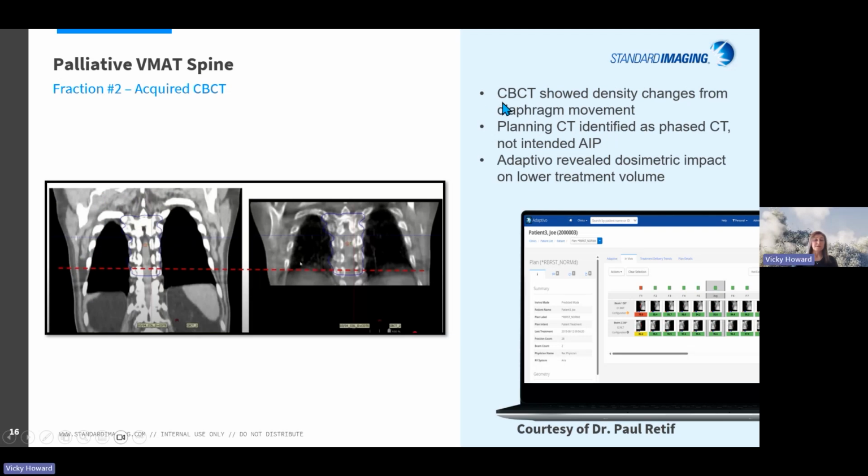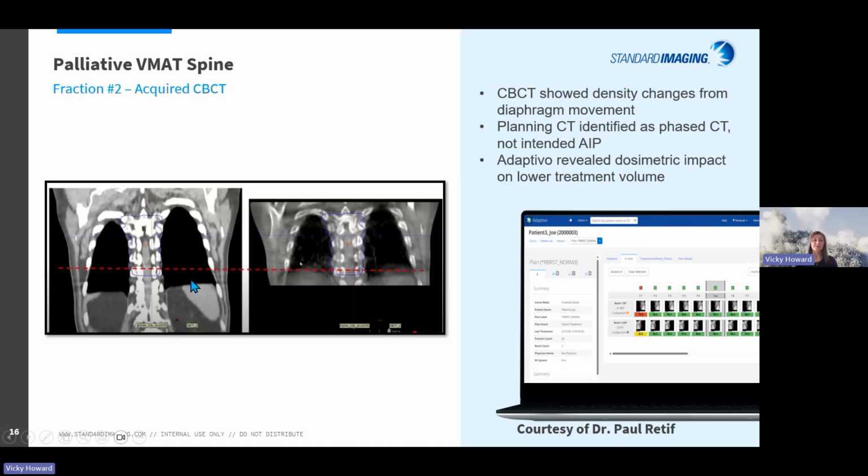So before treatment on the second fraction, they acquired the CBCT, and what you can see here is it shows density changes at the lower portion of the field. So this is the cone beam CT, and as you can see, the changes here are from the diaphragm movement during breathing. Now, conversely, on our planning CT, we don't have that diaphragm movement shown here.